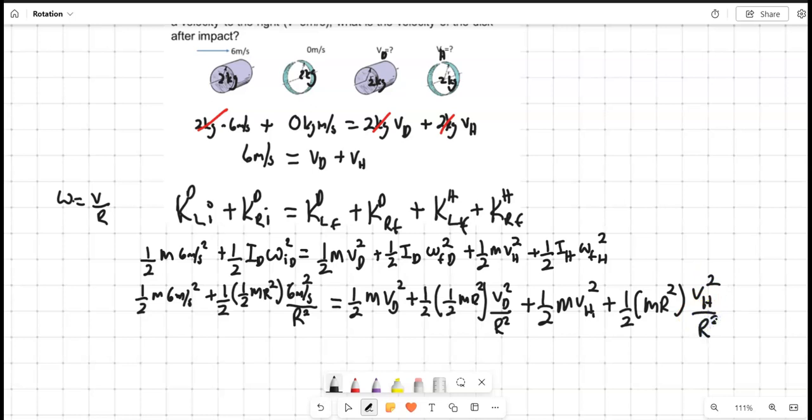Oh my goodness, this looks horrendous. But it's kind of neat because a lot of things are going to cancel out. R squared here is going to cancel out with this r squared. The r squared here is going to cancel out with this r squared. The r squared here is going to cancel out with this r squared.